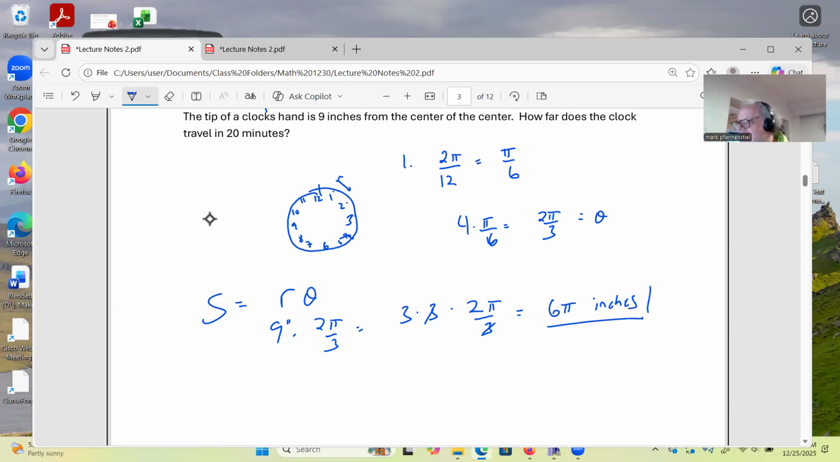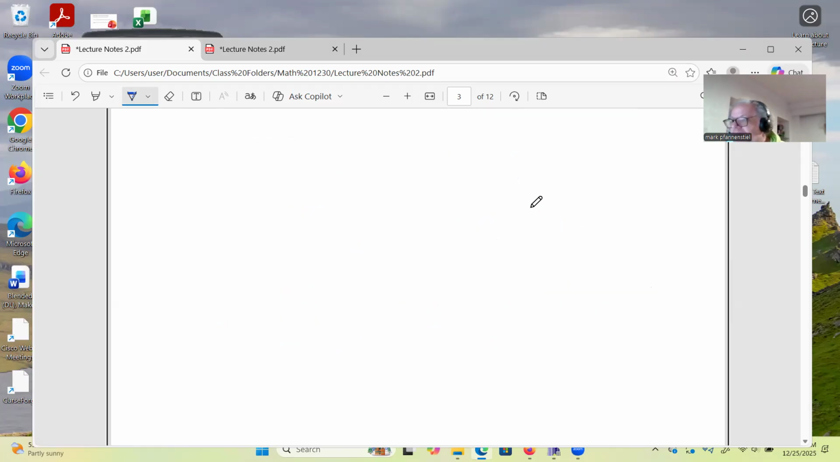And again, at this point, unless the problem asked me for a specific decimal tolerance, I would just leave it at 6 pi inches and let whoever wanted to figure out anything more decide how many decimal places they really wanted. Okay, and that's pretty much what we do with all of that.